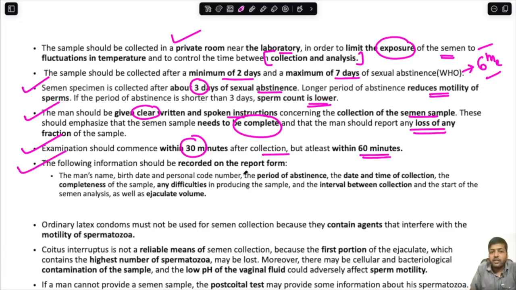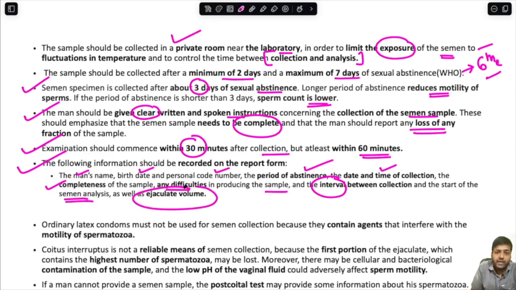Now the following information should be recorded on the report form: the man's name, the birth date, personal code number, the period of abstinence. If you see the report that I showed you, the period of abstinence is there. The date and time of collection and the completeness of the sample, any difficulties in producing the sample, the interval between the collection of the sample and the start of the semen analysis, as well as the ejaculate volume. So this information has to be recorded basically in the first 5 minutes only.